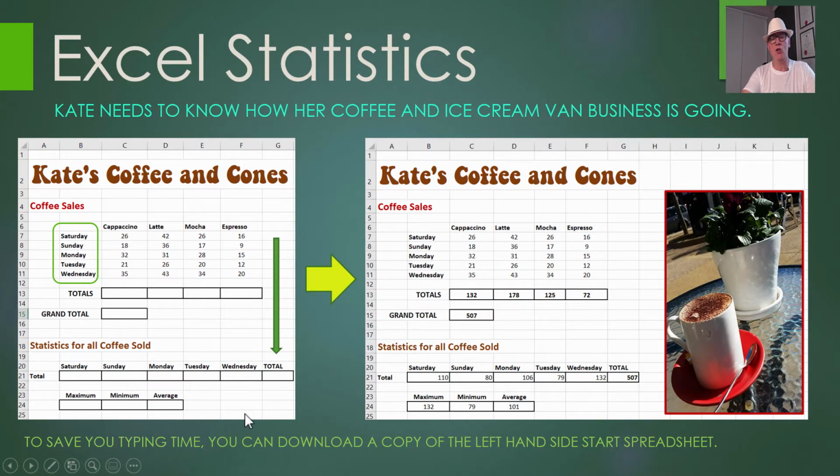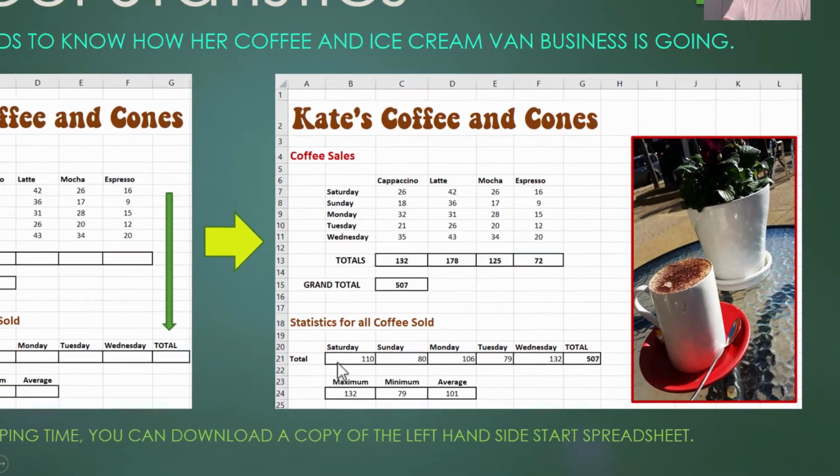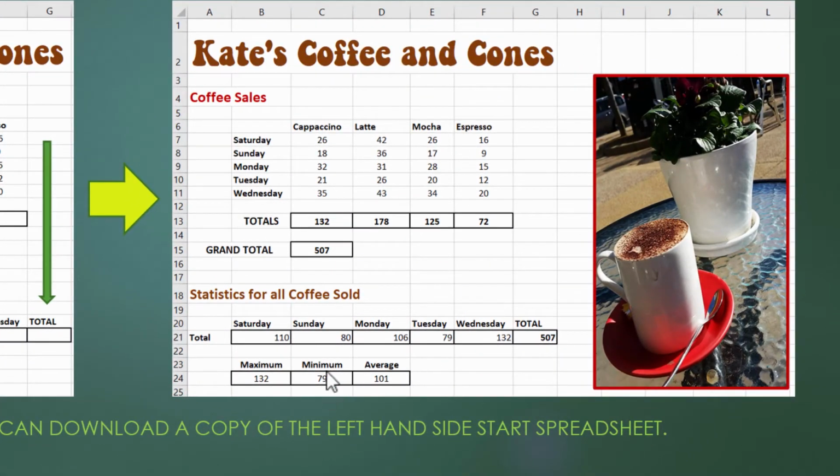So when we're finished, it should look like this. We're going to have the cappuccino, latte, mocha, and espresso totals, but the day of the week totals are going to be listed separately down here, okay? The smallest number of sales was 79 on the Tuesday, so we've got minimum. Excel will work this out as 79. Excel will scan through all of that and find the biggest one, which is 132.